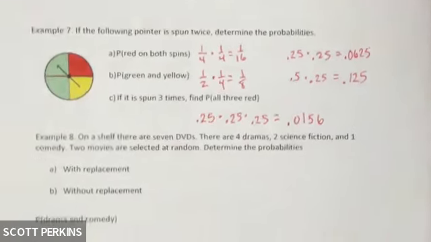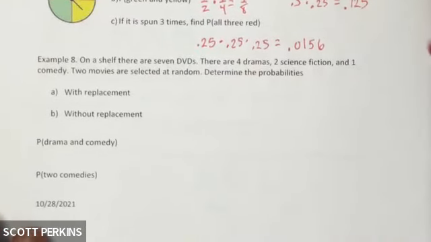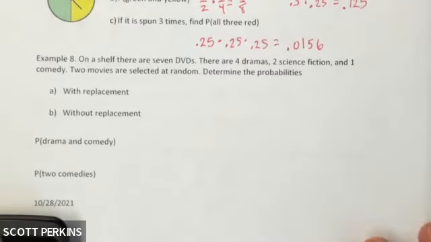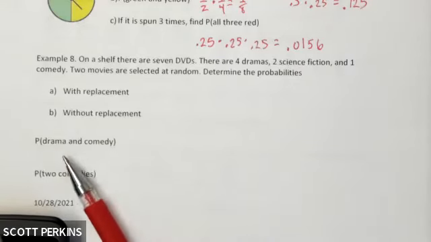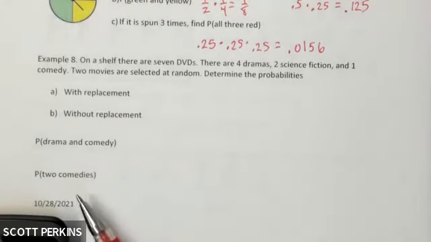All right, last thing then, last problem, just to make sure that we are 100% certain on this. So I've got this situation where on a shelf, there's 7 DVDs, there's 4 dramas, there's 2 science fiction, there's 1 comedy. I'm going to select 2 movies at random. You're going to determine the probabilities. There's 2 probabilities. What's the probability of getting a drama and then a comedy? What's the probability of 2 comedies? But you're going to do each problem twice. You're going to do it with replacement and without replacement, just to practice all of this terminology that we're dealing with.